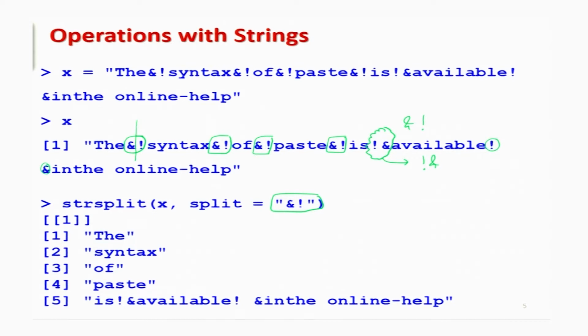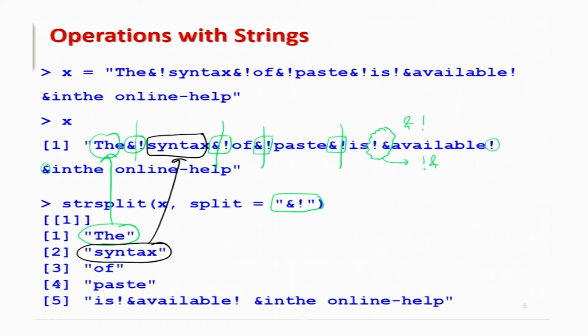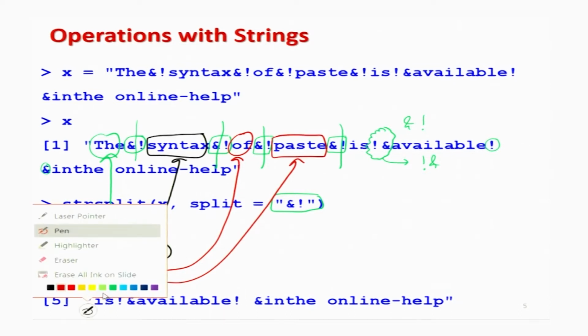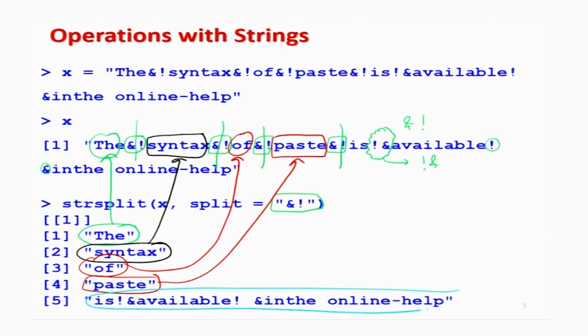So the split is going to happen here at the, then syntax, then at off, then here paste, and after that the entire string will come at one place. The first outcome here corresponds to the, because the split is happening here, and then here it is syntax, then the third one is off, and after that you have paste. After paste there is no more splitting, and this whole statement comes at one place.